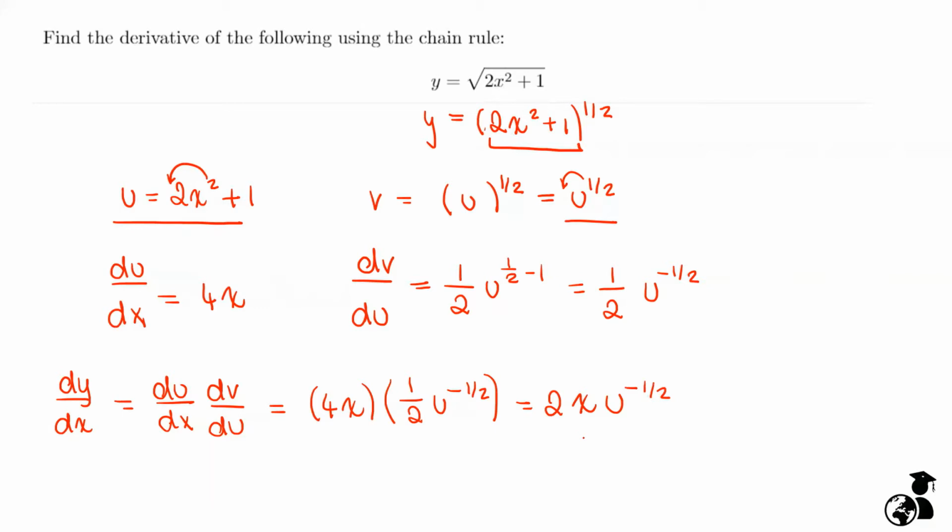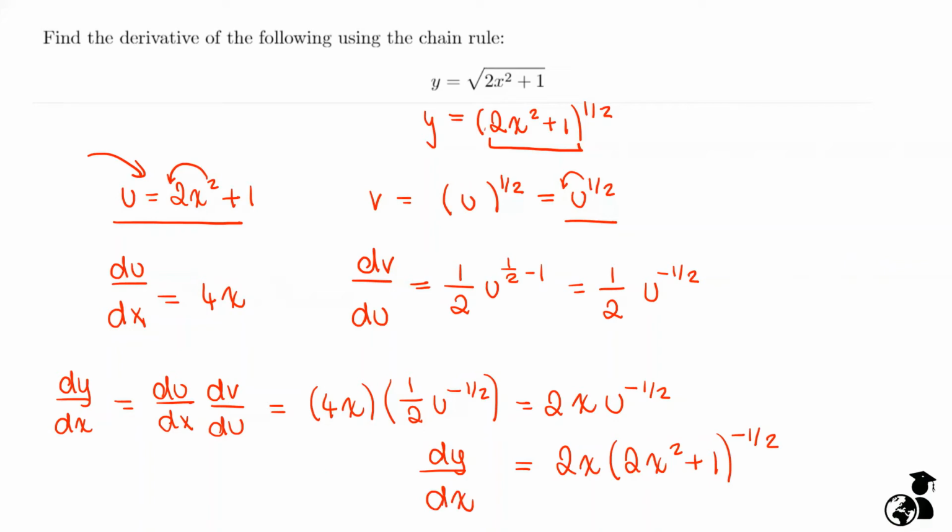However, I'm not finished. My derivative must only be in terms of x. But here we have some u's. We're going to have to get rid of them, and how we do that is we go straight back up to the very top of our question and we have a formula for u in terms of x. So my final part then will be to substitute in this u value, so we'll get 2x multiplied by u, but u is simply 2x squared plus 1, all that to the power of minus half. So our conclusion then is dy dx is equal to 2x multiplied by 2x squared plus 1 to the power of minus a half.